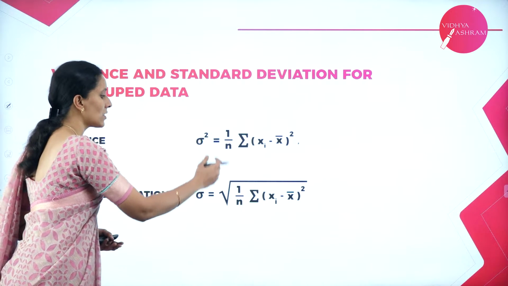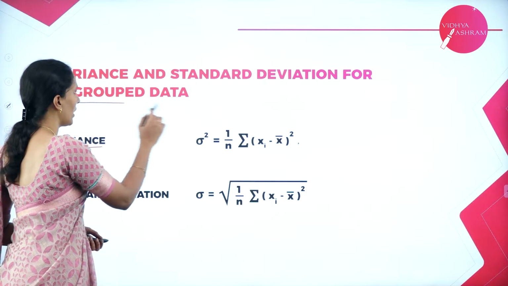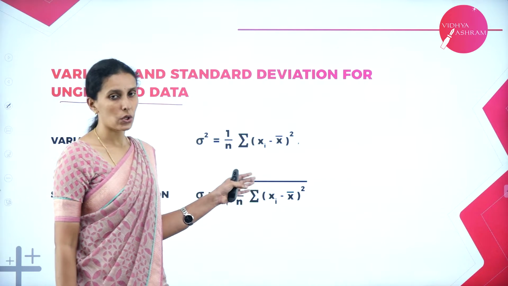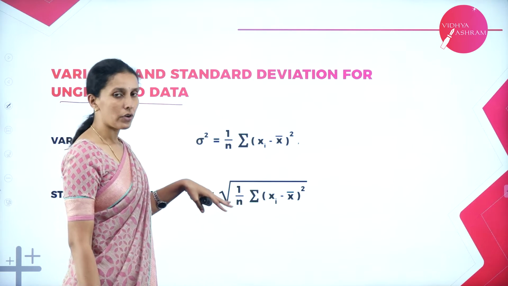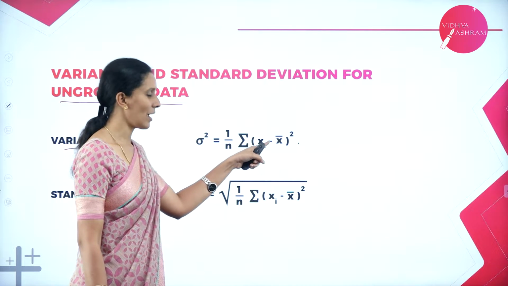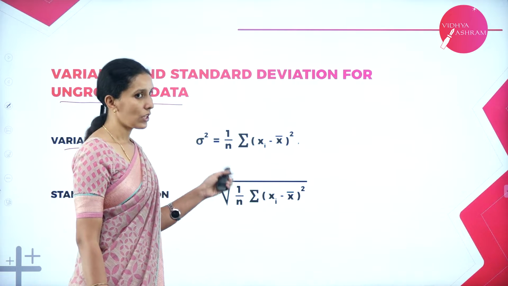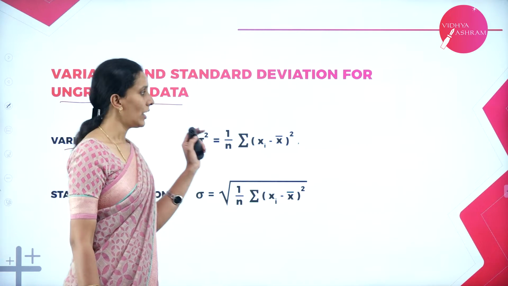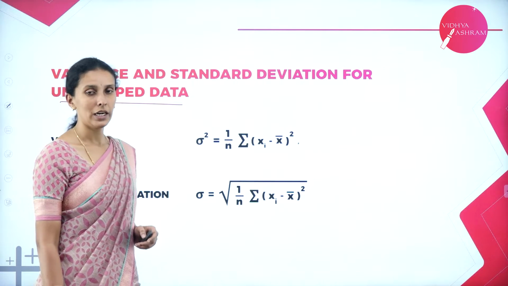And this is purely for ungrouped data. Here we don't have any frequency. If you have a frequency, then you have one extra term multiplied: fi times (xi minus x bar) whole square. That is for grouped data, and this one is for ungrouped data.